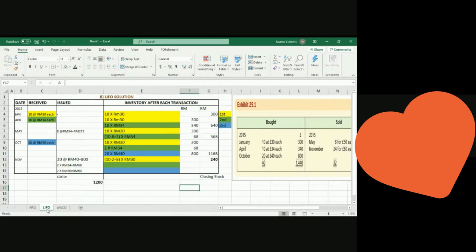If you are using the FIFO method, will the cost of goods sold be higher or lower than LIFO? 1,120 with 1,200, which one is higher? 1,200. Okay, meaning if you use LIFO, your cost of goods sold will be higher. But for FIFO, you will have higher closing stock compared to LIFO.